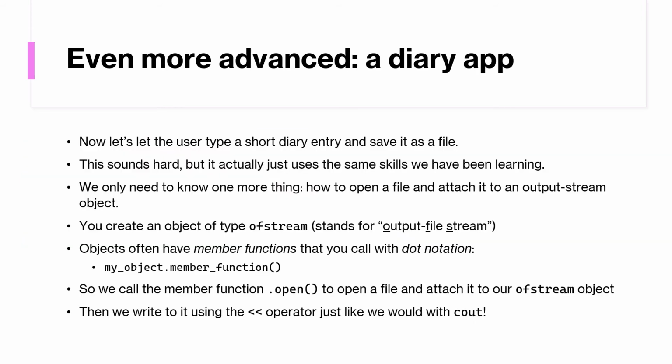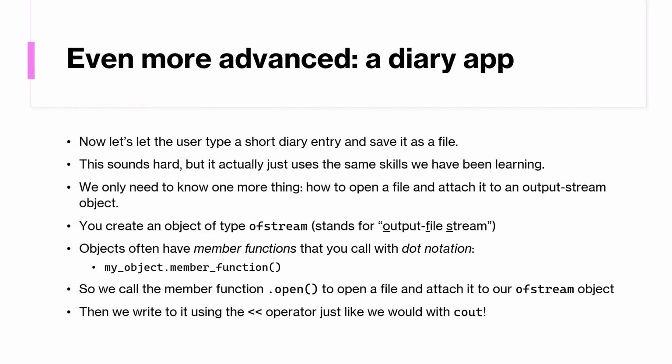Okay, so let's go one more step more advanced and write a little diary app. We want the user to type a short diary entry and we're going to save it as a file. This sounds hard because you haven't written to a file before in C++, but it actually just uses the same skills we've been learning. All we need to know is how to open a file and attach it to an output stream object. Cout is an output stream object.